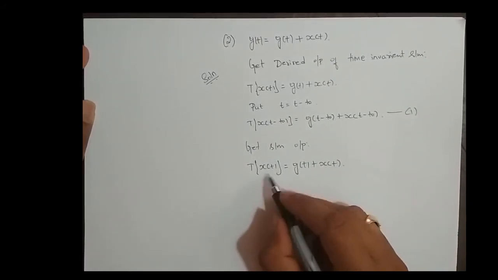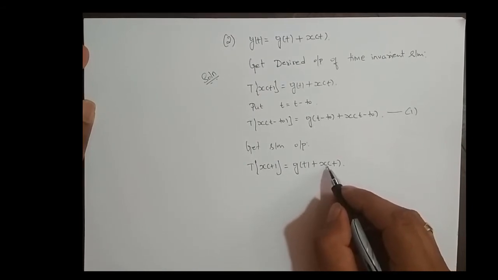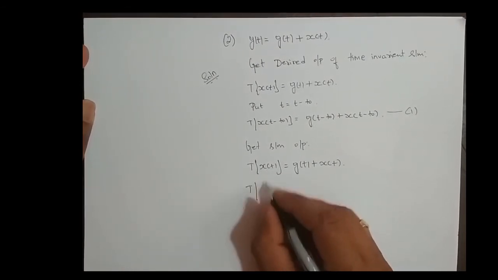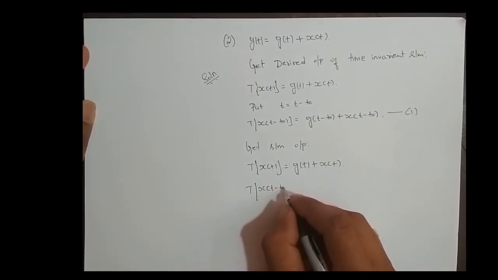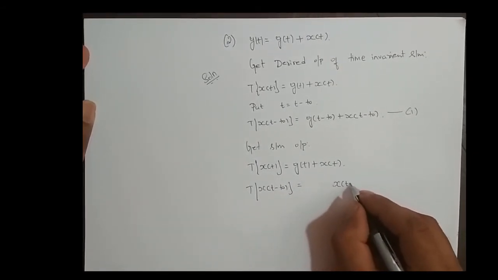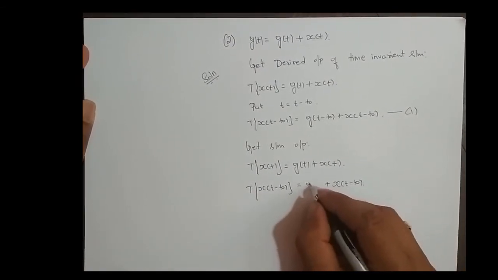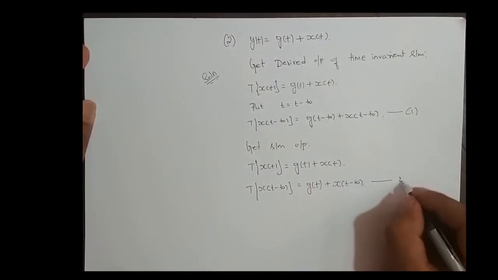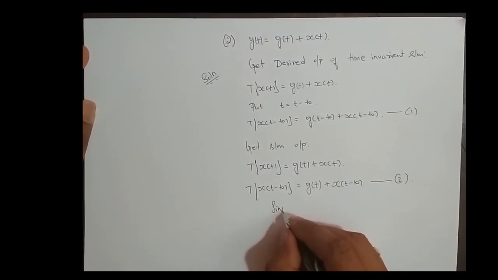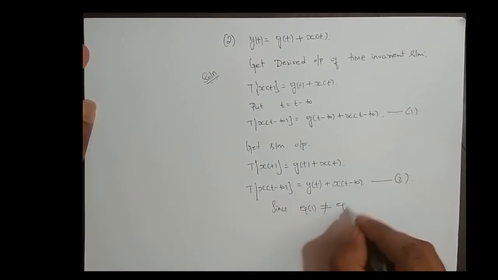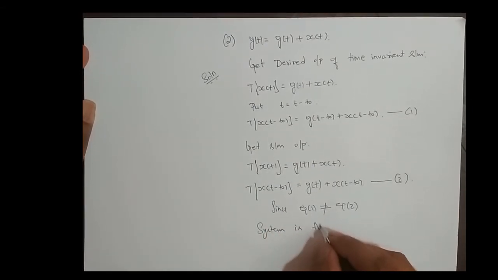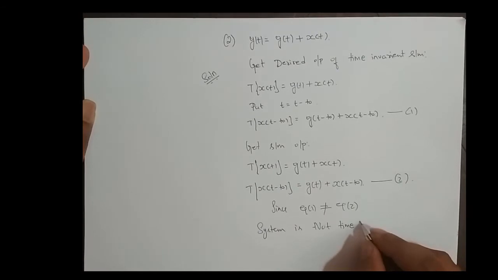Now what is the system doing? If I send x of t as input to the system, for that x of t, g of t is getting added, right? So what I do is I send a shifted version of x of t, which is x of t minus t naught. Okay, what is the system output? Now whatever signal I sent, x of t minus t naught, for that signal g of t is getting added, right? So this is the system output. Now equation 1 is not equal to equation 2. Since equation 1 is not equal to equation 2, therefore the system is not time invariant.